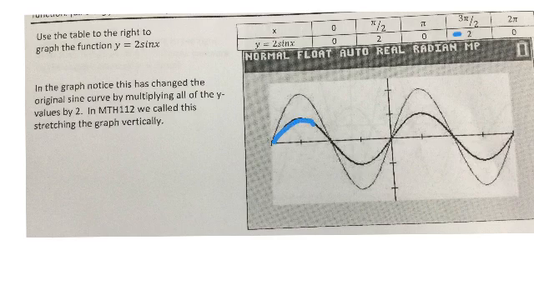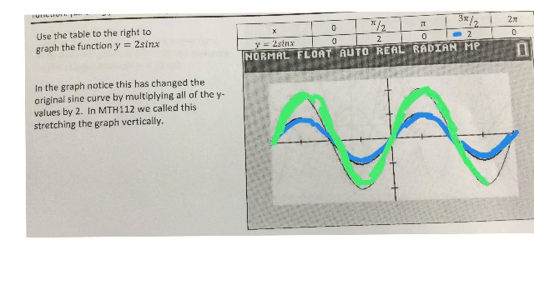So again, right here, the dark one, this is my normal parent function, y equals sine x. And then this is what happens when I stretch the graph. So the heights get higher and the valleys get lower, right? But the x-intercepts don't change. So we're stretching the graph by 2. In the graph, notice this changed the original sine curve by multiplying all the y values by 2. In Math 112, we called this stretching the graph vertically.